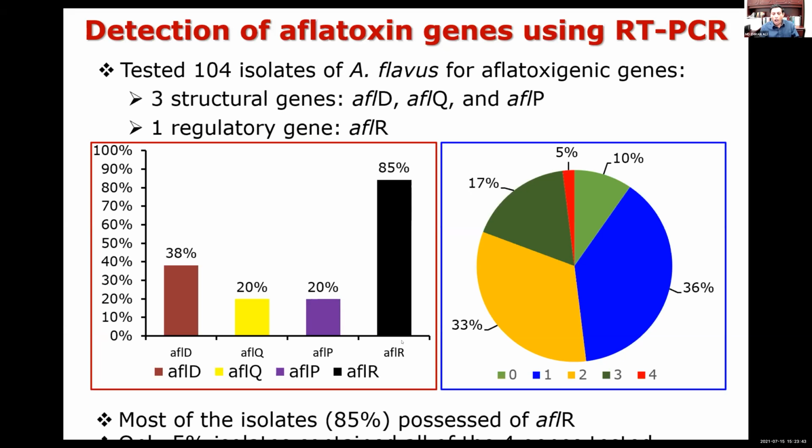In terms of how many genes are in one isolate, we categorized this in a table. All four genes are present in 5% of isolates, then about 10% or 17% of isolates have 2, 3, or 4 genes, or just one gene present, and 10% of isolates have just no gene.